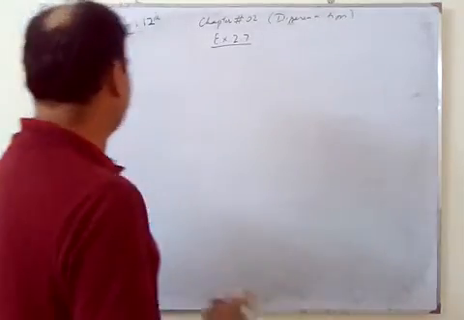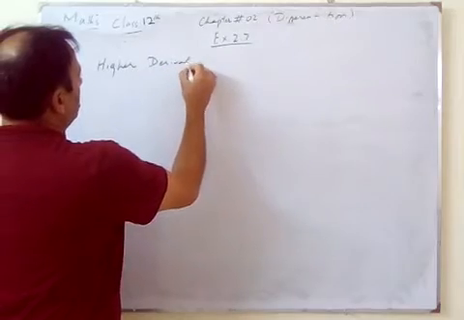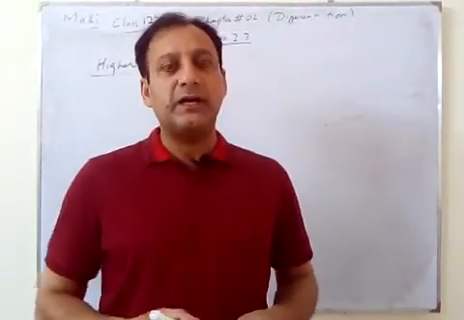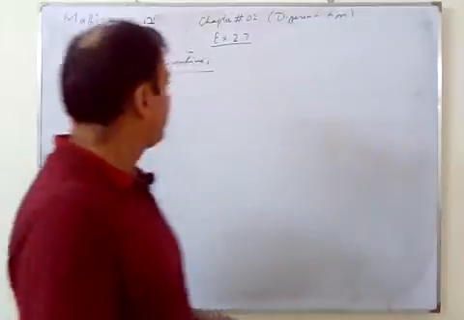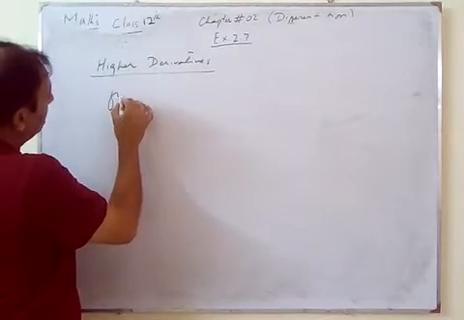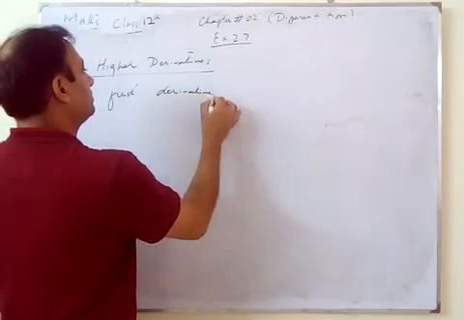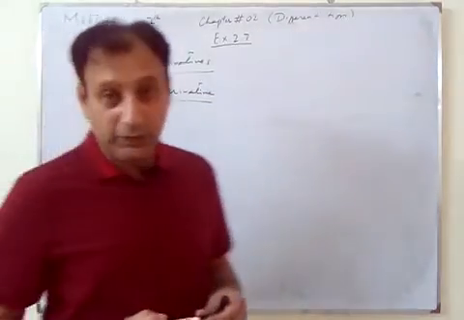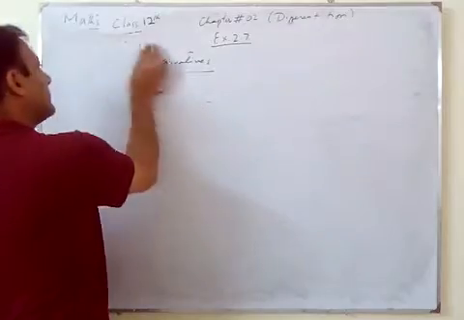2.7 is related to higher derivatives, also called successive derivatives. Up to exercise 2.6, in those six exercises, we dealt with the first derivative. But now in this exercise we'll try to solve the second derivative, third derivative, fourth derivative, and so on. How to find this? It's a simple thing, the same method.